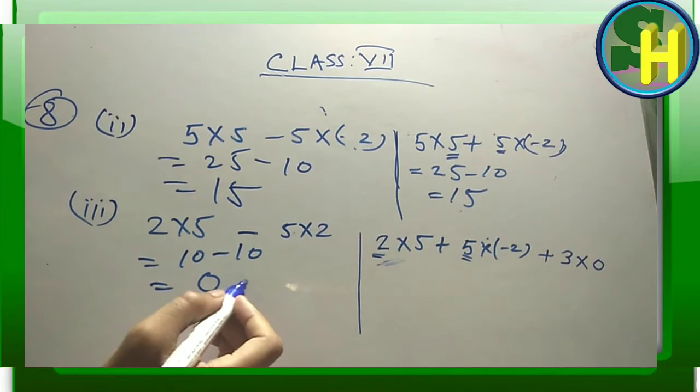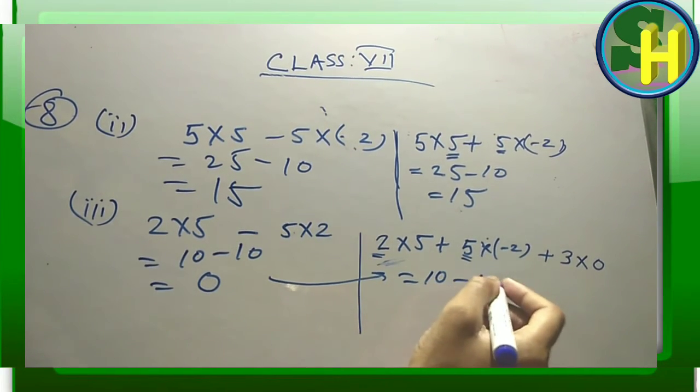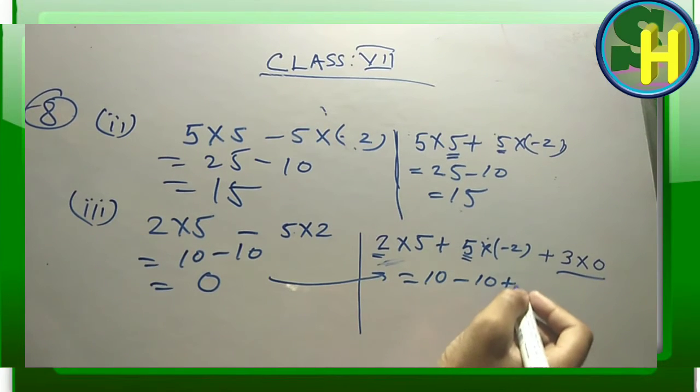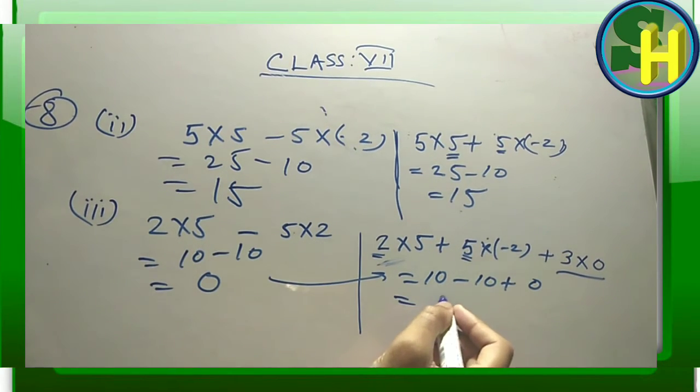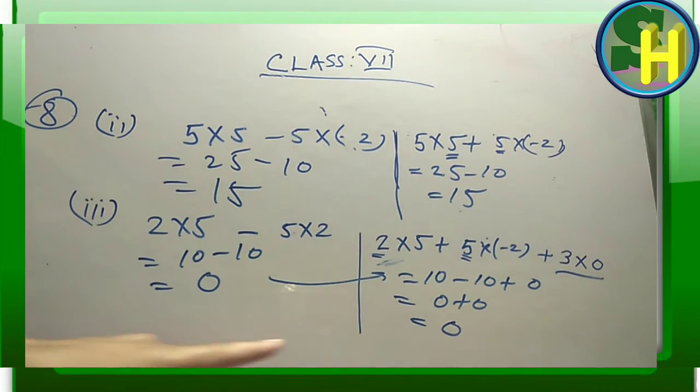You can express this math in this way also. So this is 10. This is 10. This is 3 into 0, 0. So we are getting 0 plus 0 equal to 0. You can express this way also.